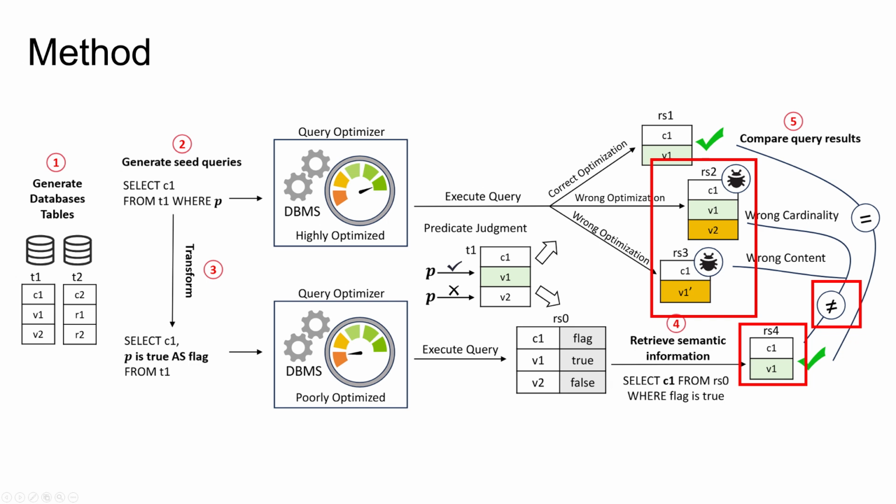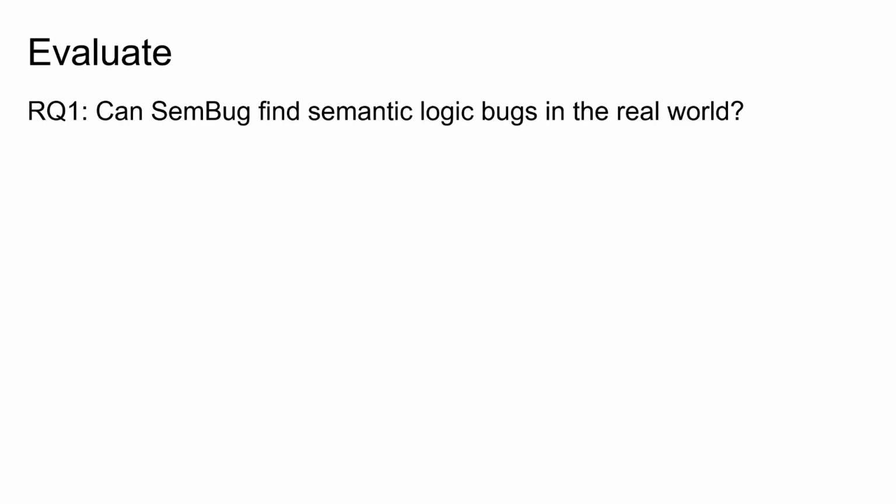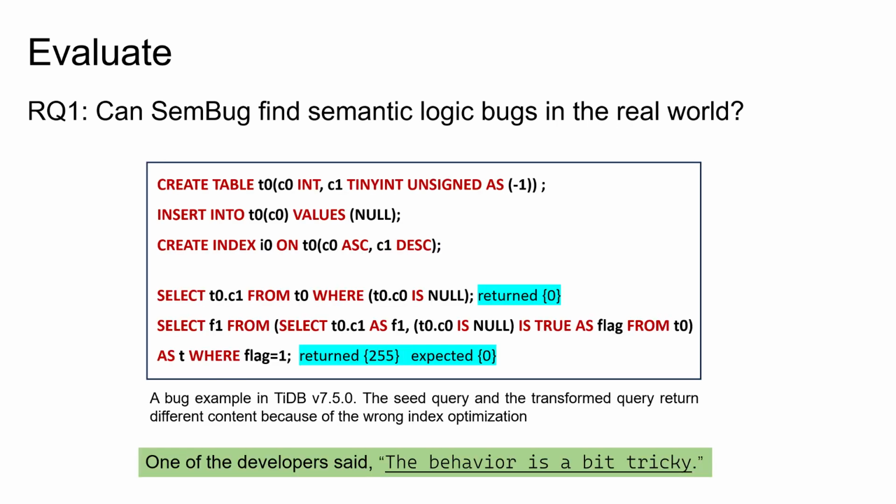Does it actually work on real databases? We asked some questions to check. First question, can Sambug find semantic logic bugs in the real world? Yes. Here's a bug we found in TiDB version 7.5.0. The original query and our Sambug query returned the same number of rows, but the actual data was different. This was caused by the optimizer choosing the wrong index. One of the TiDB developers even said about the bug, "The behavior is a bit tricky." This shows Sambug can catch subtle problems.